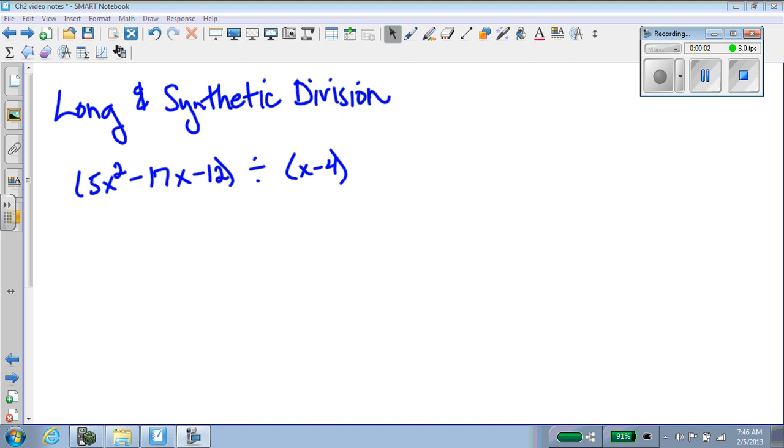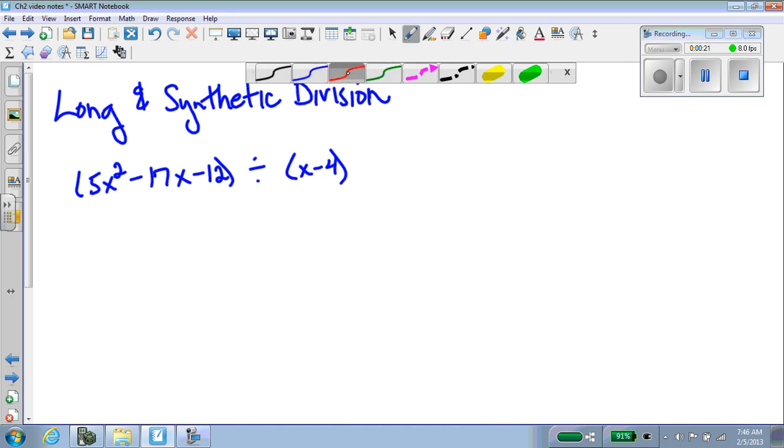One skill we're going to need for breaking down polynomials into their factored form is division of polynomials. So today we're going to review long and synthetic division. This you may have done in Algebra 1 and then again in Algebra 2, so it may be very familiar. We're going to start with long division.